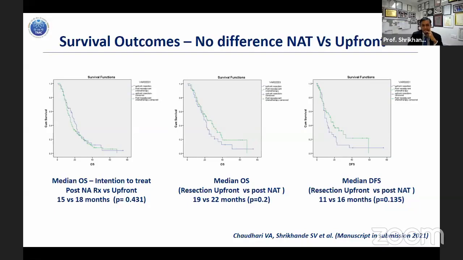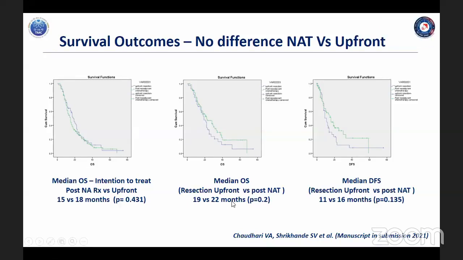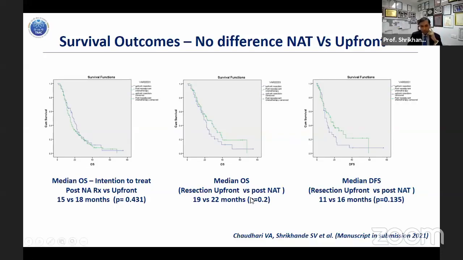And you can see that if you do an upfront resection, the survival is about 19 months, but it's about 22 months if we do post-neoadjuvant. And we see this kind of data coming up, but we still don't know. We will be interpreting this more carefully. There is some difference again in median disease-free survival, upfront resection versus post-neoadjuvant, though nothing is looking significantly different as of now.